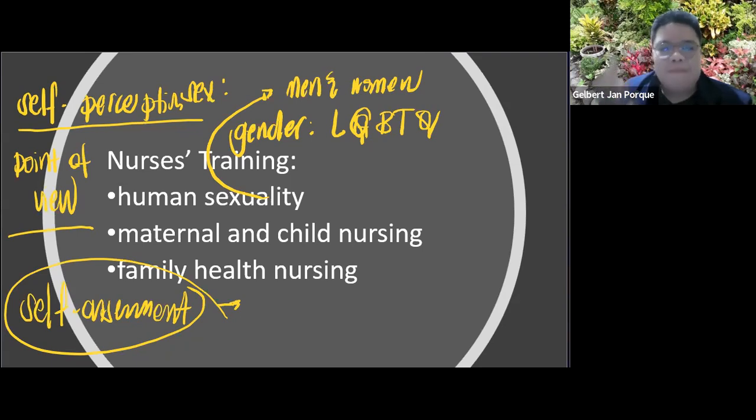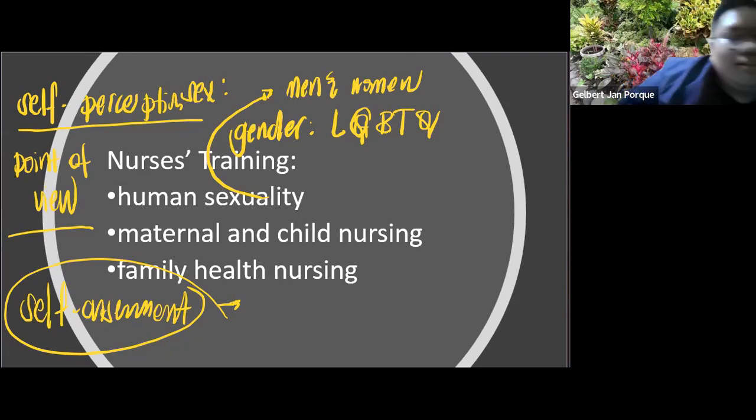Because if you have preemptive ideas about these different sexualities or genders, you will have difficulty dealing with them. For example, if you hate gay people, guys, the tendency is that when you are caring for them, you will hate the way they portray themselves in the clinical setting. Even if they are not doing anything, the tendency is that you will hate them for what they do in the clinical setting.